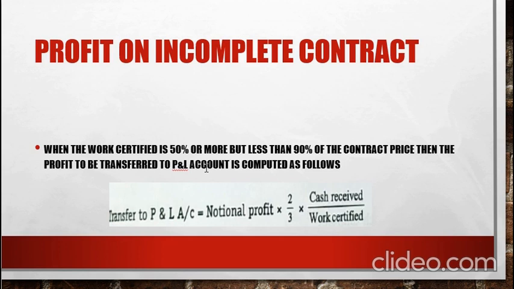So when it is more than 50% but less than 90%, two-thirds of the profit will be transferred to your profit and loss, and the remaining balance will be transferred to reserves. So you need to remember or know these percentages. Based on the percentage, the profit will be transferred.